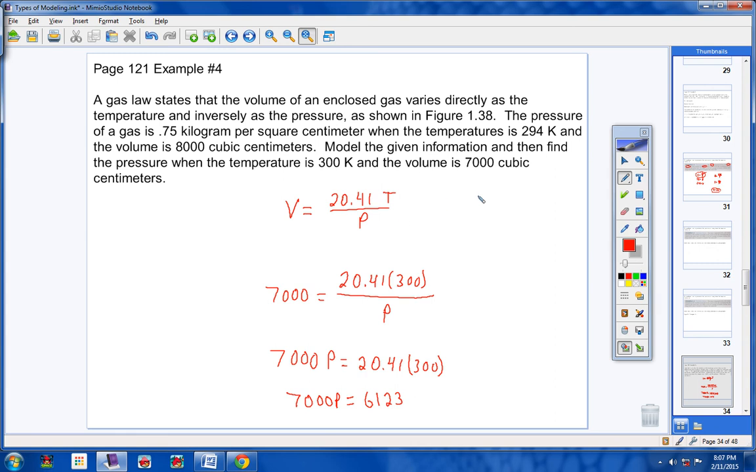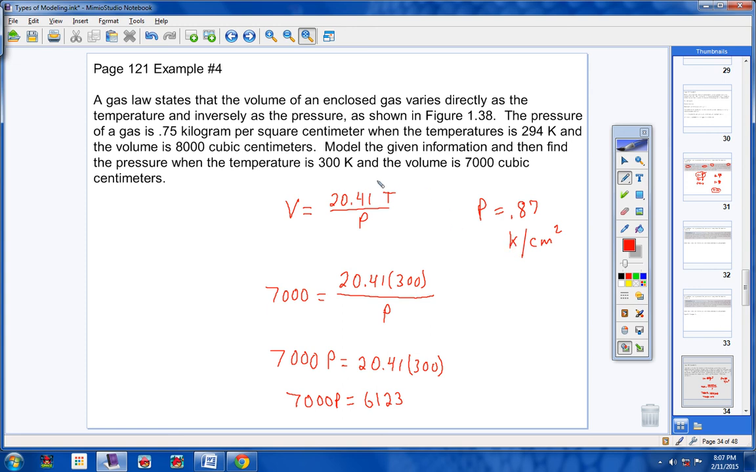So I'm just going to put pressure equals 0.87. Now the pressure is in kilograms per square centimeter. So it'll be 0.87 kilograms per square centimeter. And that would be the answer.